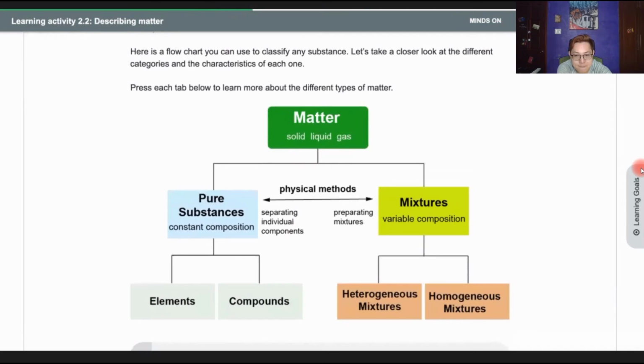So because it's a mixture, it mixes different things in there. So it must have variable composition, of course. You know, like how many percent of A, how many percent of B, how many percent of C, something like that. And when you talk about pure substance, because it's pure, it's just 100% of something, right? So it must be constant composition, just 100% of something.